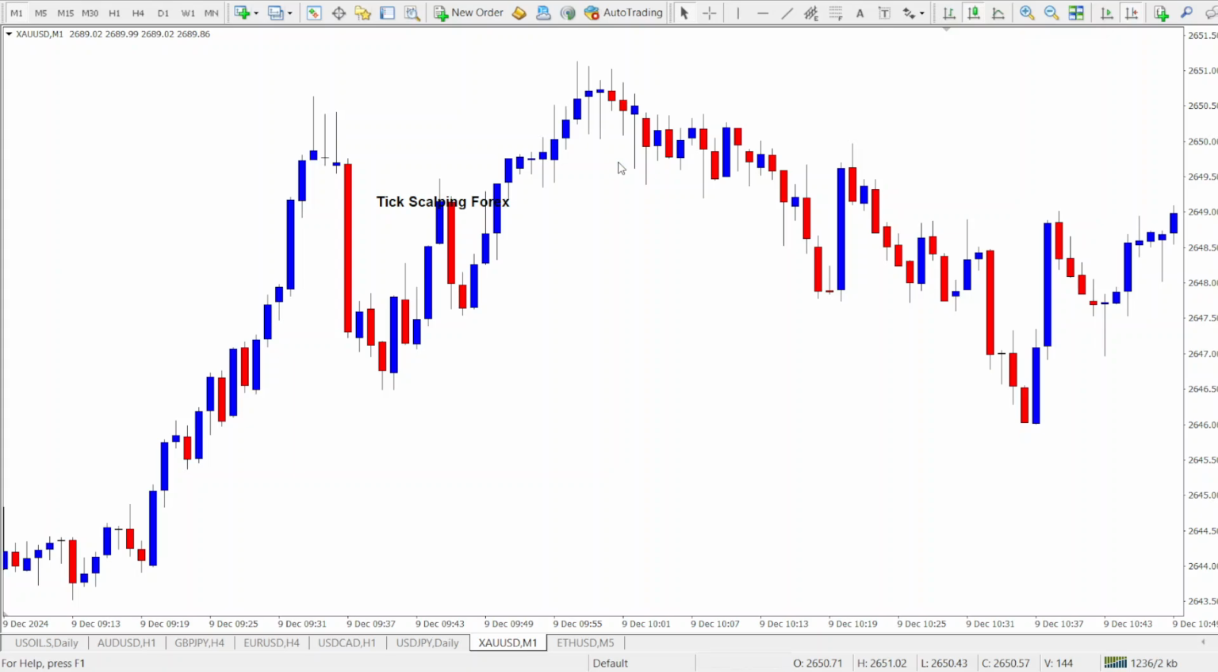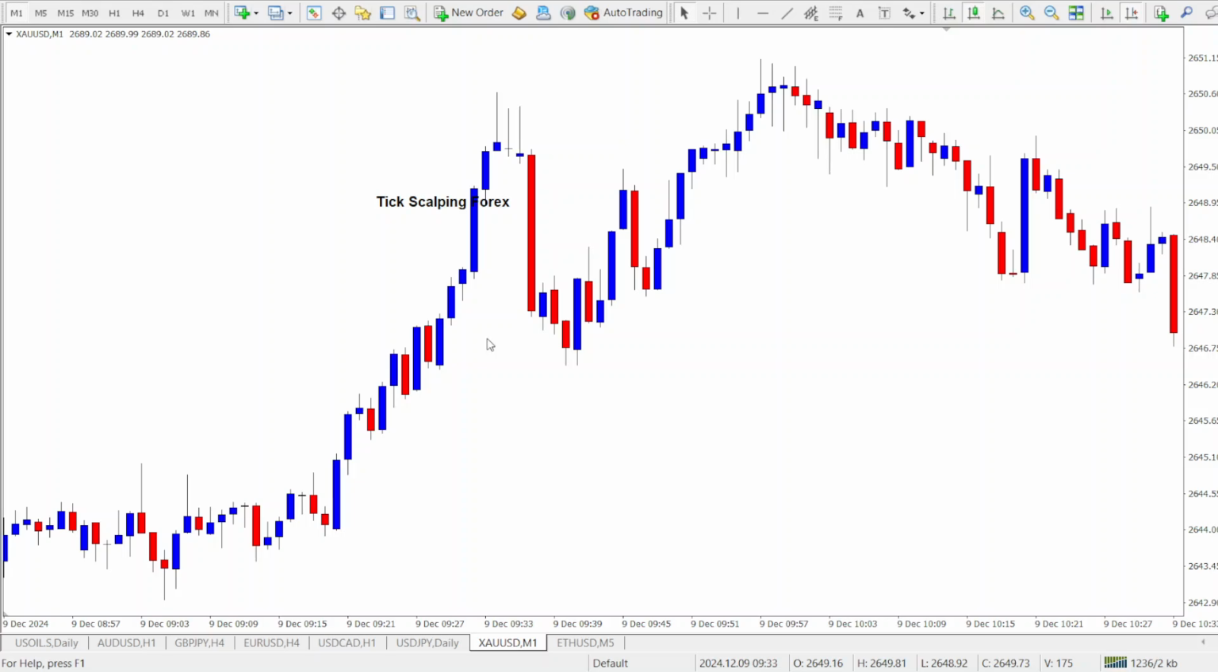Now this strategy relies on tick charts, which display price movements for every trade executed rather than over a set time frame. Tick scalping is all about precision and speed.